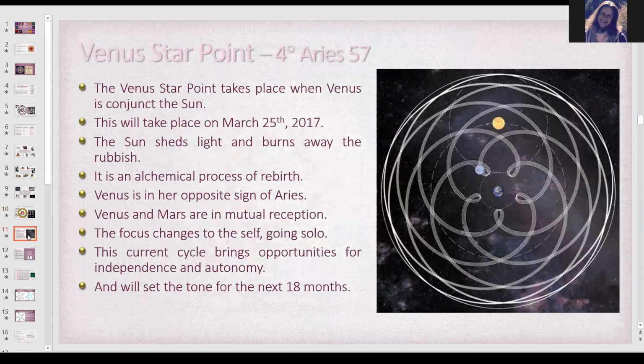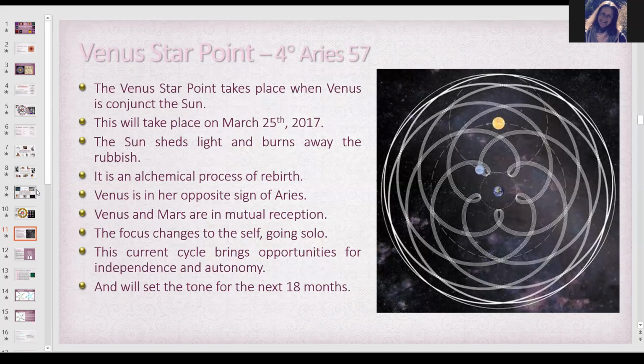The Venus star point at 4 Aries 57. The Venus star point takes place when Venus is conjunct the Sun. This will take place on March 25th, 2017. The Sun sheds light and burns away the rubbish. It is an alchemical process of rebirth.